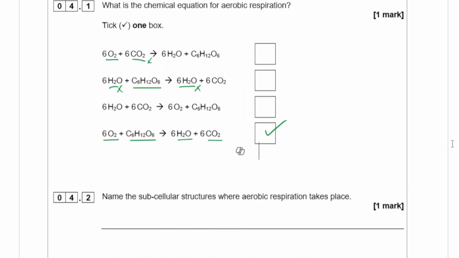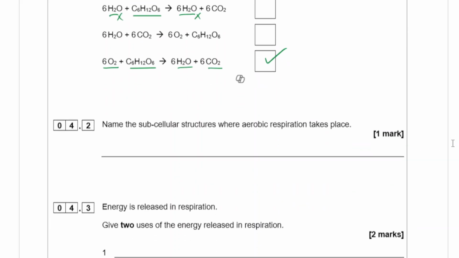Name the subcellular structures where aerobic respiration takes place. That would be the mitochondria.